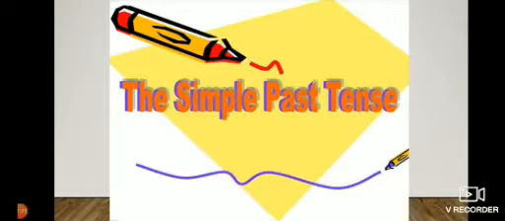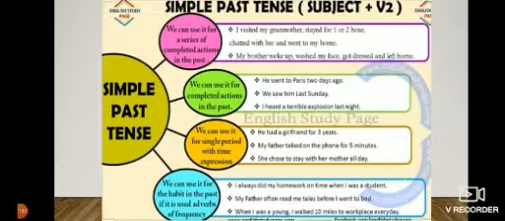The first tense in the past, the subdivision of the past tense, again has four parts. The first part is simple past tense, which will be discussed in this video. Let's have a look. Simple past tense. The rule says: subject plus verb second form plus object. Students, always remember that in the simple past tense we use the rule subject plus verb second form. We use the second form of verb in this tense.